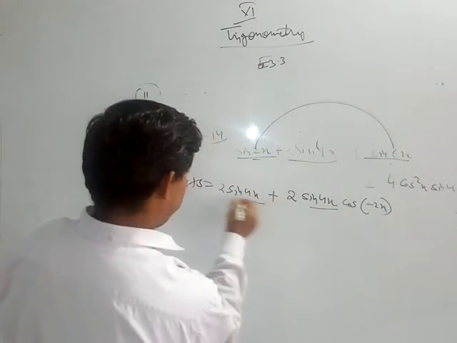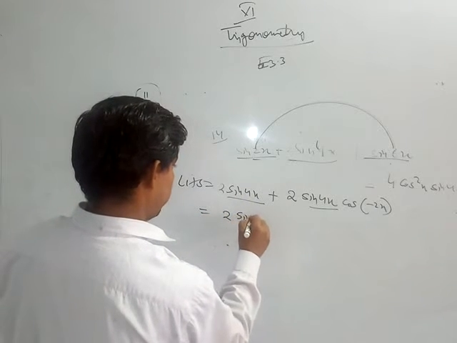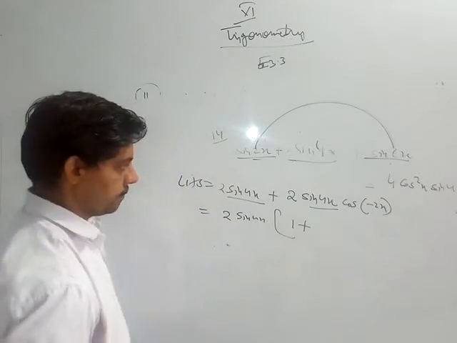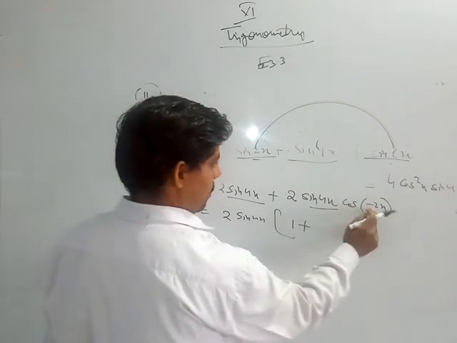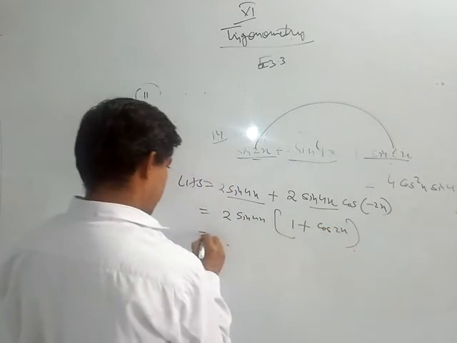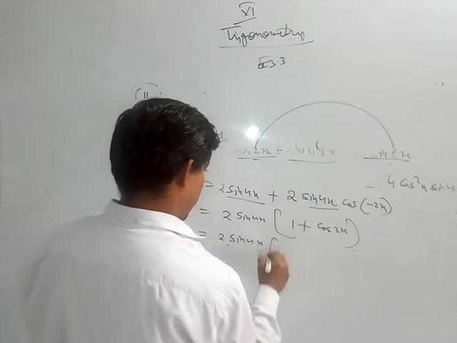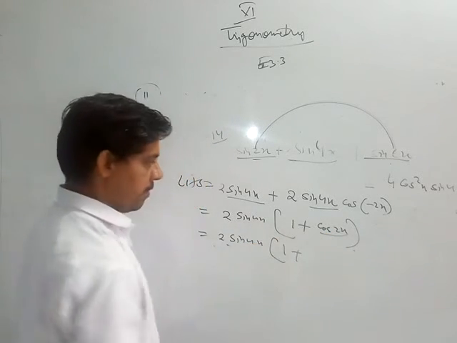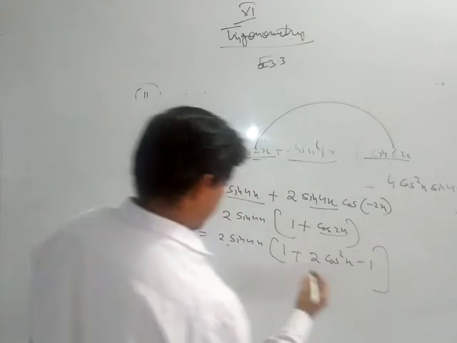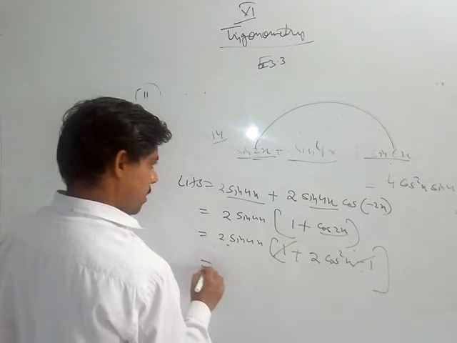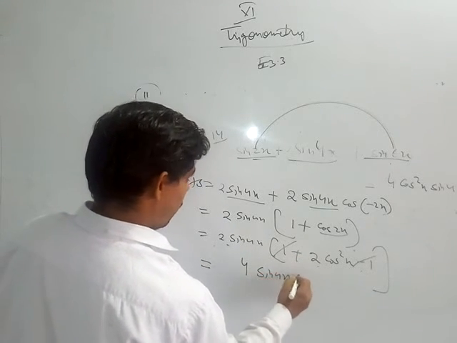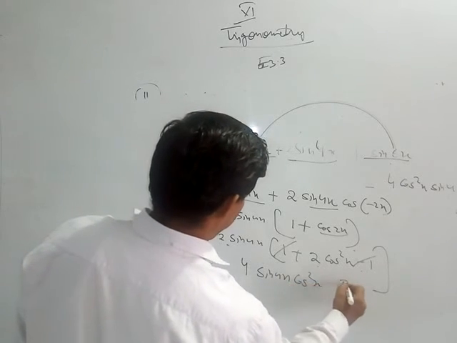Now look, sin 4x is common. So 2 sin 4x and 1 plus cos 2x, right? Now see, cos minus 2x is same as cos 2x, so I am writing cos 2x. 2 sin 4x, 1 plus cos 2x. The identity we are writing is 2 cos square x minus 1. This 1 and 1 get cancelled, and you are writing 2 times; now multiply them: 4 sin 4x cos square x, that is our RHS.